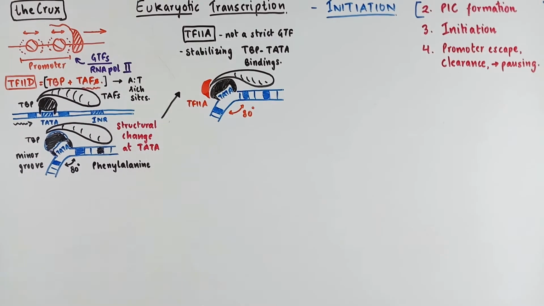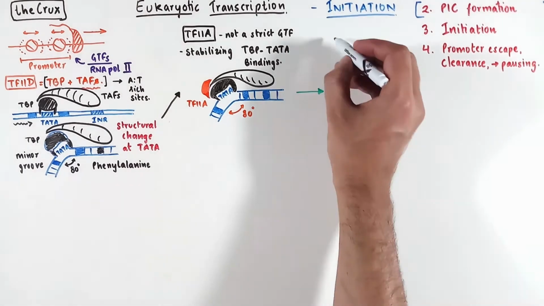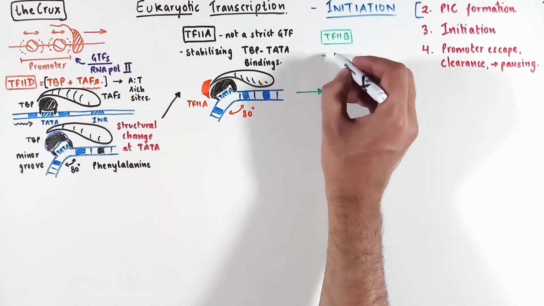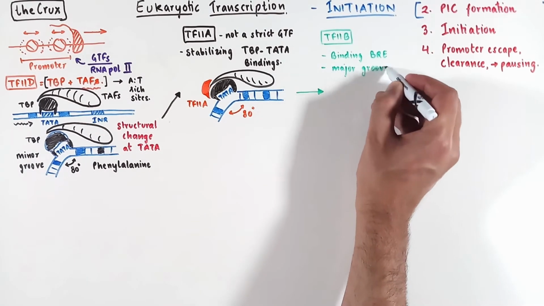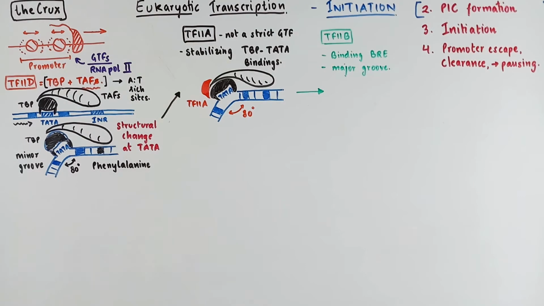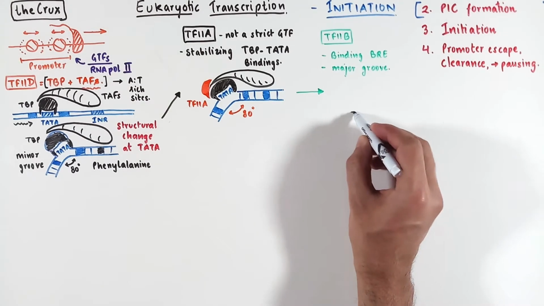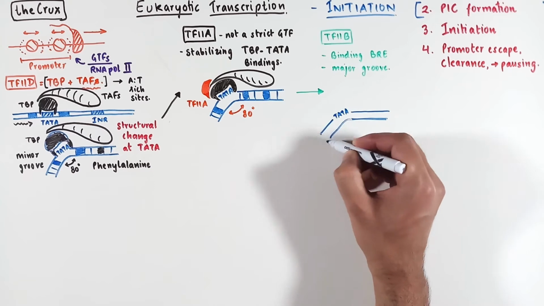Another thing that happens as soon as the bend is created is the recruitment of TFIIB. TFIIB, as you may recall from the promoter video, binds at the BRE elements, and it binds in the major groove of the DNA. TBP perhaps is one of the rare proteins that bind the DNA in the minor groove. All other DNA binding proteins search for major grooves, because these are the grooves which have more space in them. Anyways, I want to stress here that TFIIB binding is independent of TFIIA, so it happens as soon as the bend is created by the TBP.